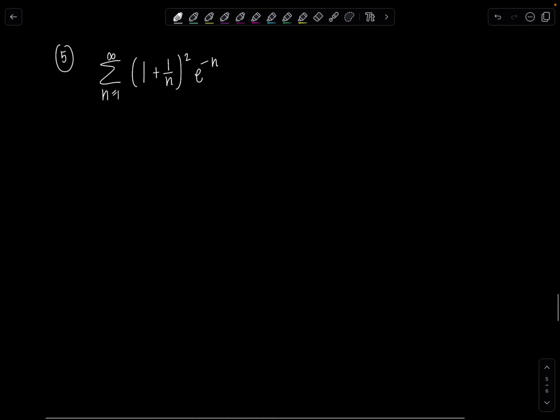Okay, here we go. We have the sum, n equals 1 to infinity, 1 plus 1 over n squared times e to the negative n. Don't have a panic attack. Please stay calm. I know it looks weird. It's okay. You can do this.